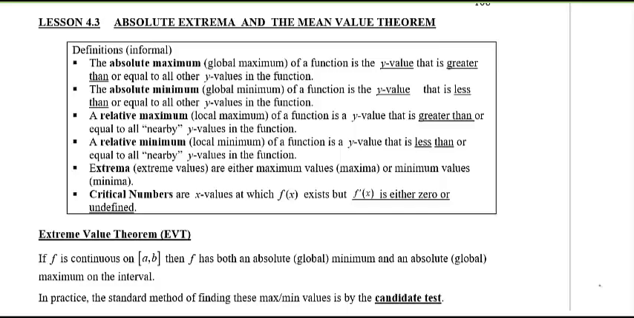Okay, this is lesson 4.3, and today we're going to look at two ideas, the absolute extrema and the mean value theorem. Okay? Now when I talk about extrema, I'm really talking about max or min. So here are some informal definitions of max or min. So when you're looking at a graph, you can probably say for sure, oh yeah, this is the max or the min by looking at where it's the highest and lowest point, right?